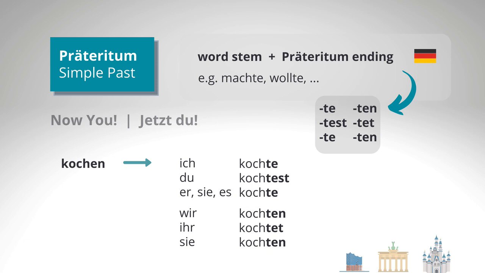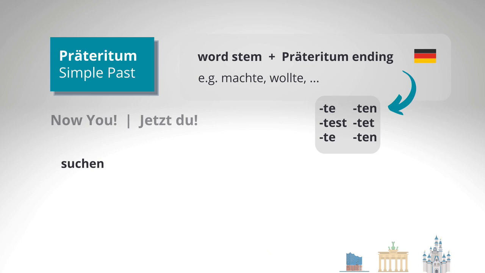Not that difficult, right? You just take the word stem and then add the Präteritum endings. With our next verb, you're on your own. This time we have the verb suchen, to search. If you like, you can pause the video and try for yourself.